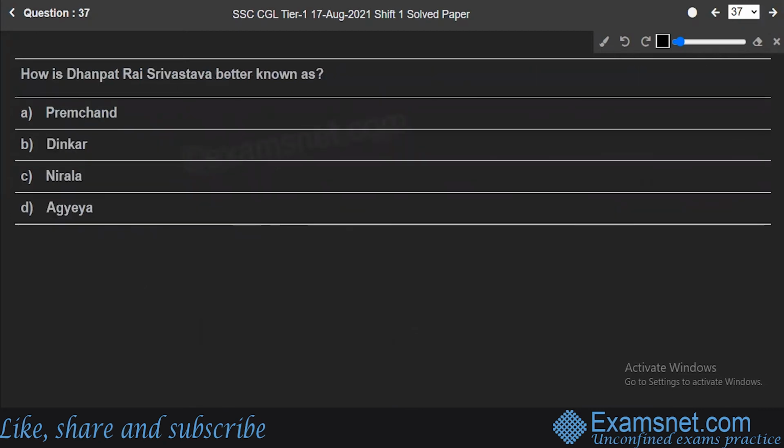Who is Dhanpat Rai Srivastava better known as? Is he better known as Premchand or Dinkar or Nirala or Agyeya? Which is the correct option? See, Dhanpat Rai Srivastava was better known as Munshi Premchand. He wrote both in Hindi and Urdu, and he was widely regarded as one of the most famous writers of Indian literature.